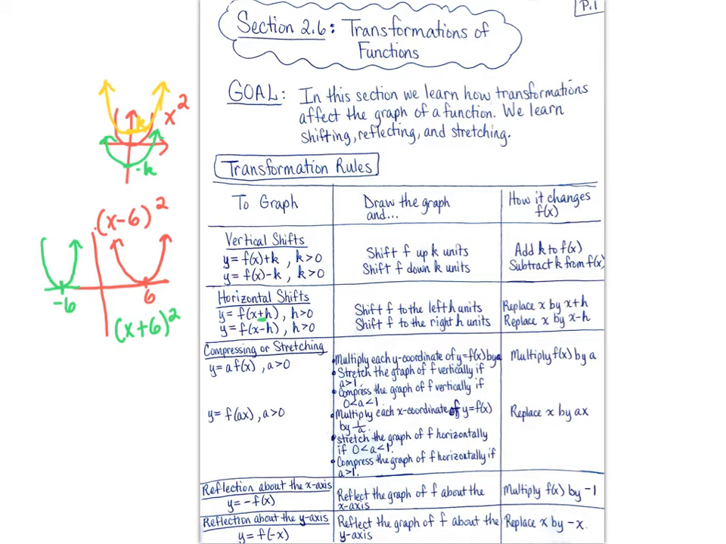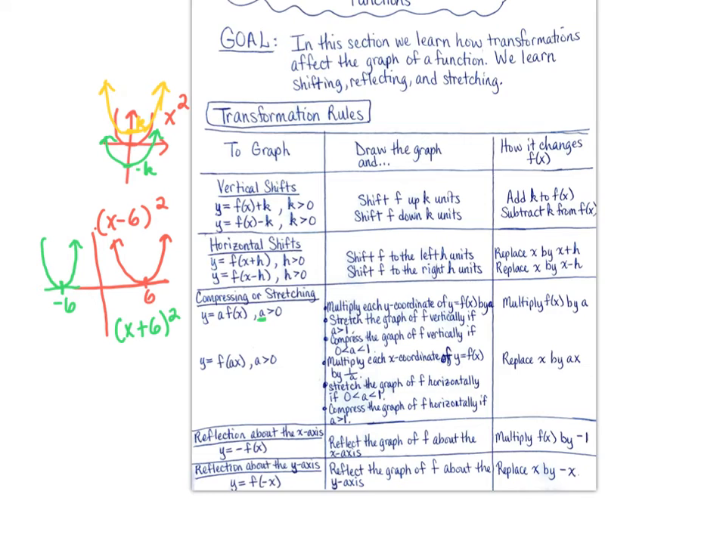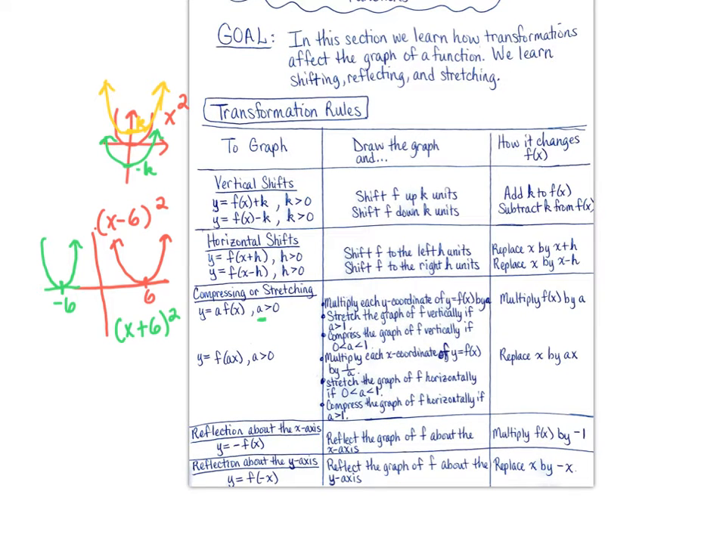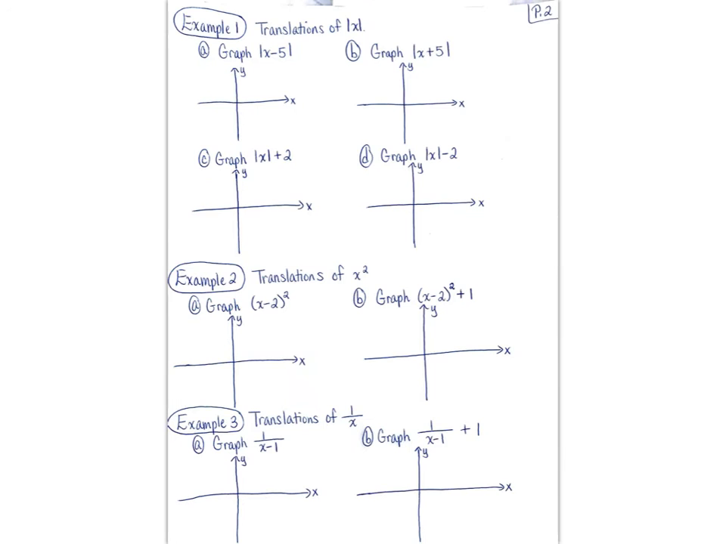Okay, so for the reflection about the x-axis you have y is equal to negative f of x. That reflects the graph of f about the x-axis. In other words, it says multiply f of x by negative 1. A reflection about the y-axis means y is equal to f of negative x. So we reflect the graph of f about the y-axis. In other words, here what we do is replace x by negative x. Now let's look at some examples.